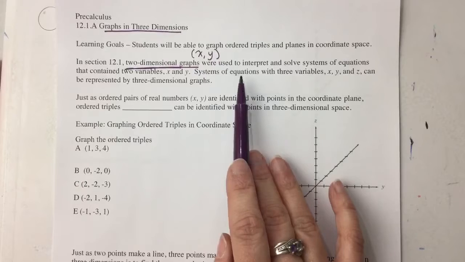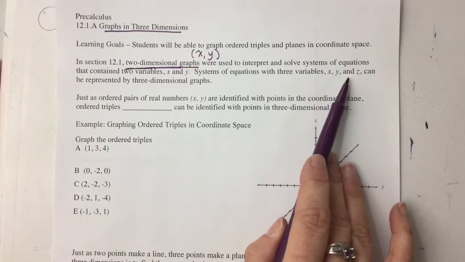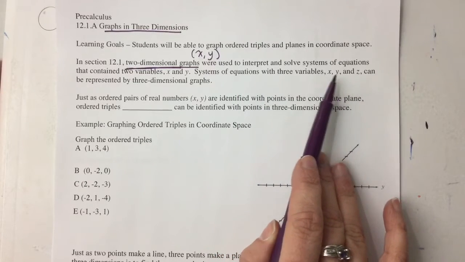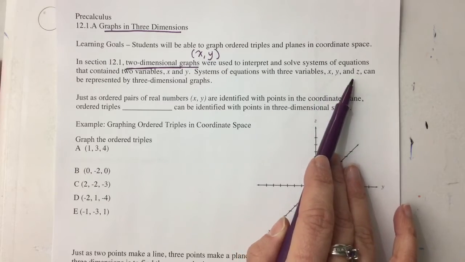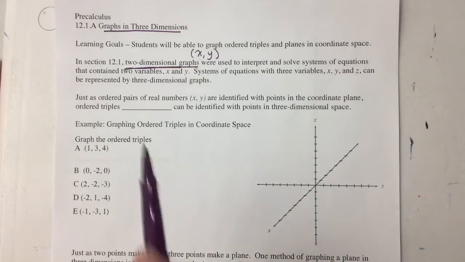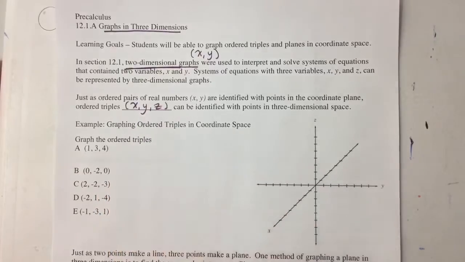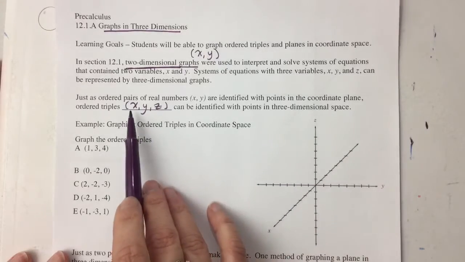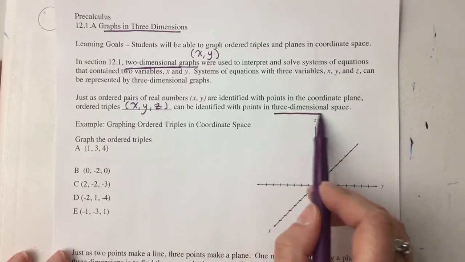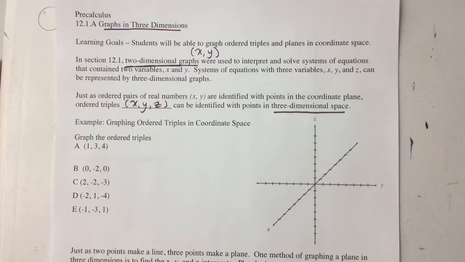If you have a system of equations that have 3 variables, like we solved last week on Thursday and Friday, where you had those x, y, and z, you can also graph what's called ordered triples, which are x, y, and z in 3-dimensional graphs. And when you have a grid to have x, y, and z, you have to have an x-axis, a y-axis, and a z-axis. And when you put those together, it's called 3-dimensional space.